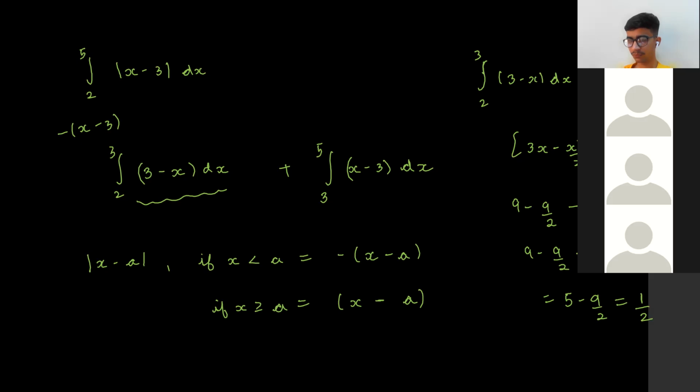The answer is 2 and the final answer is 2.5. Right. Okay. So this integral solves out to 1 by 2, and the final answer will be 1 by 2 plus 2. So that will be 5 by 2. Okay. Do one more. Integration of tan x dx from 0 to pi by 4.